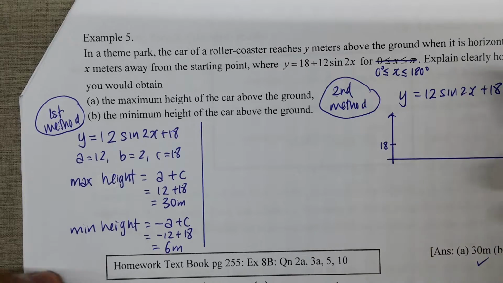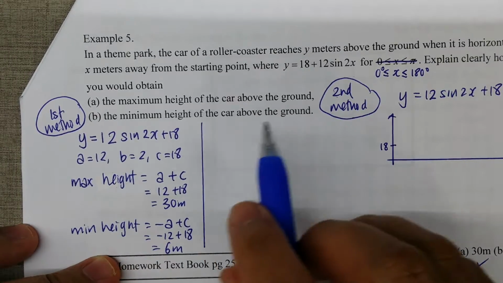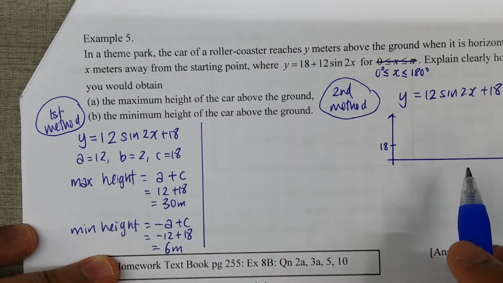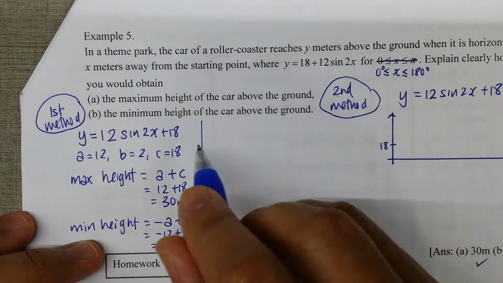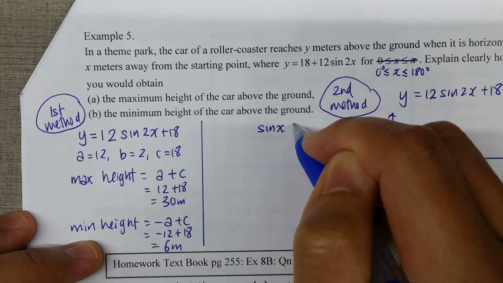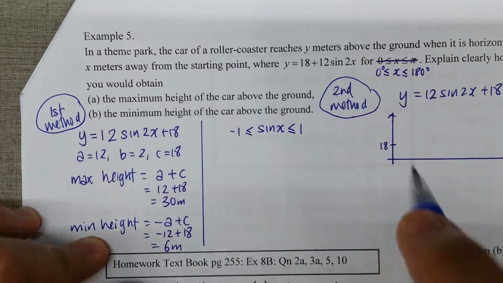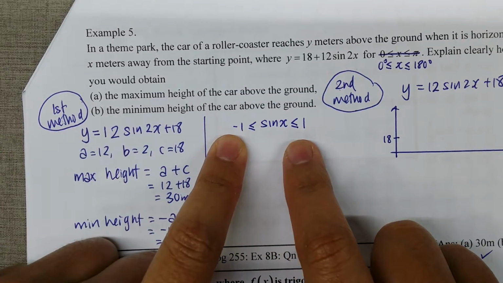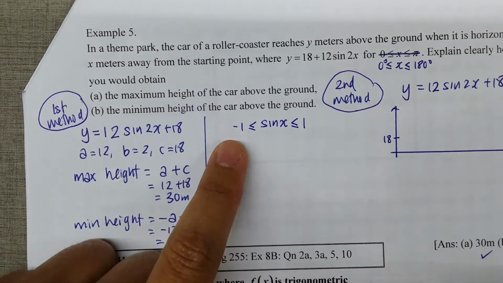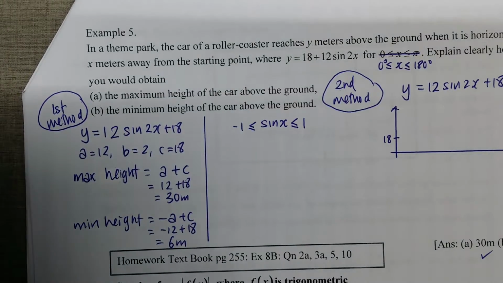Okay, before that, just now you have seen the graph, right? So let me explain to you using second method, then after that I draw for you so you'll be more convinced. Second method, right? You recall that the sine graph is always between these two numbers. I may not have mentioned to you before, but do you know that for sine graph, the highest value and the lowest value is always 1.